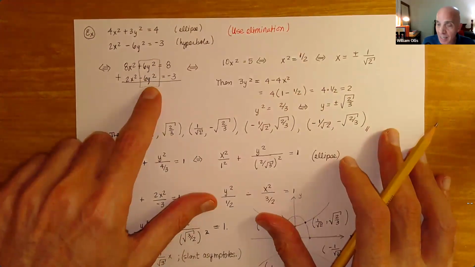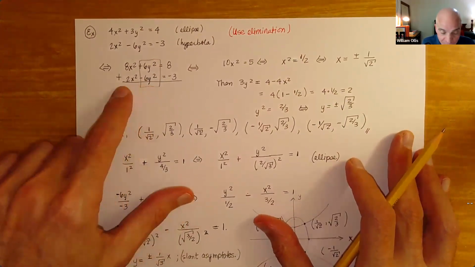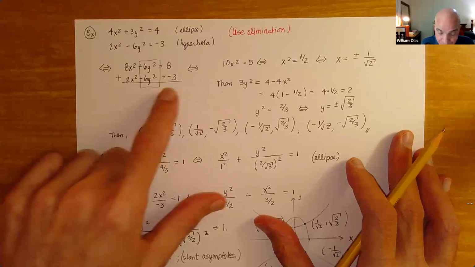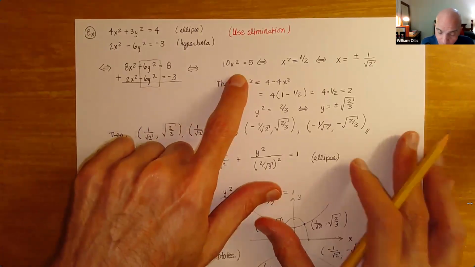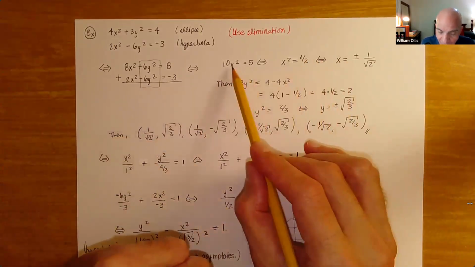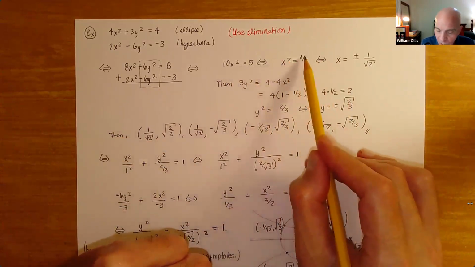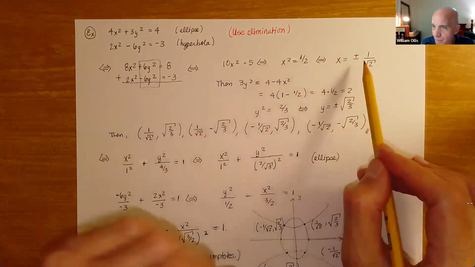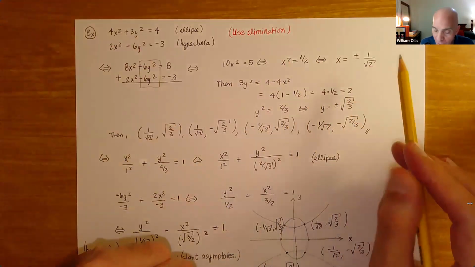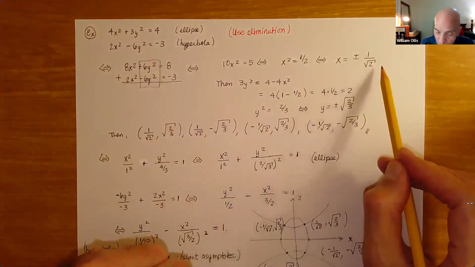So this is, again, an elementary row operation. So this gives us 10x squared equals 5. And now, of course, the 5 and the 10 absorb by 2. So that gives us x squared equals 1/2. So x, by virtue of the square root property, is plus or minus 1 over root 2.